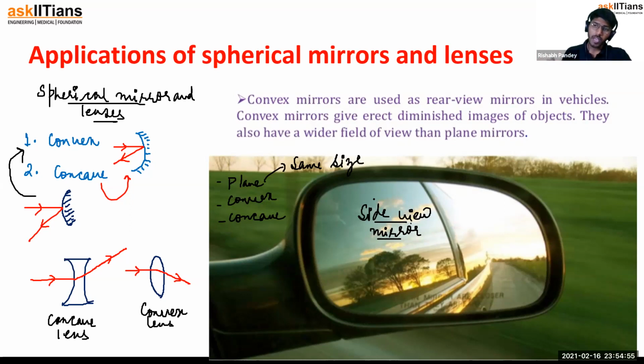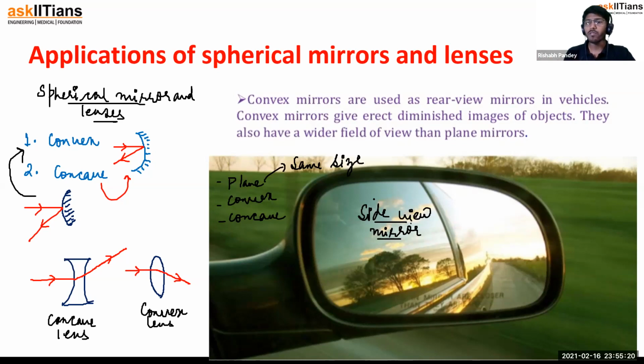The whole space will be occupied by the truck itself in a plane mirror. You won't be able to see the bike. But is that the case? No, probably not, right? Because by using a side view mirror, you can easily look at the truck, the car, the bike, everything which lies behind that. That means the truck is not basically occupying the whole space of the mirror.